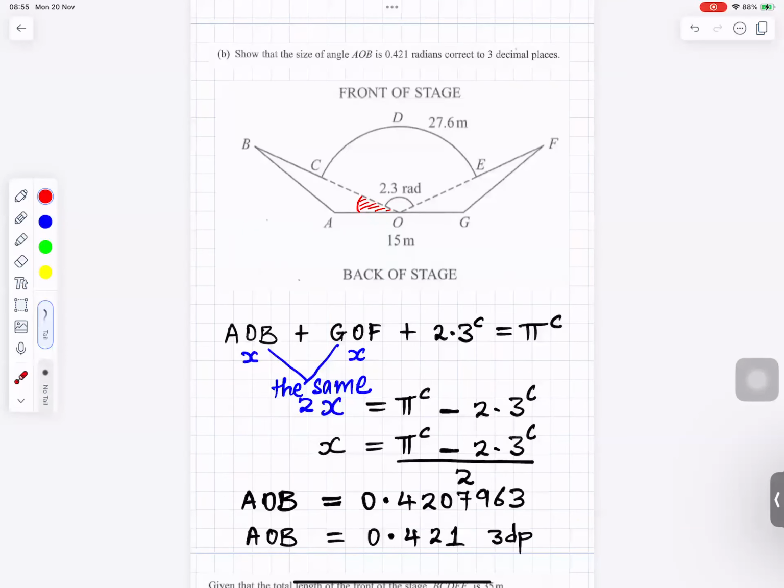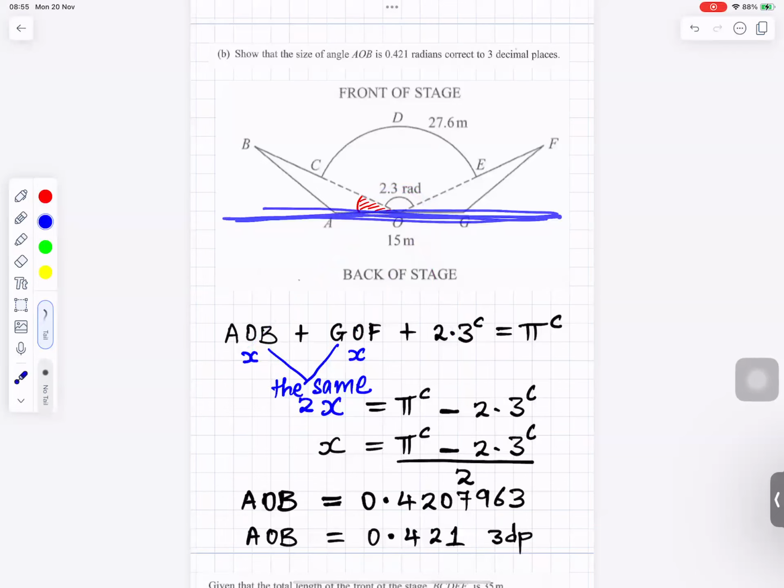For part B, we want to show the angle AOB. AOB is the shaded angle there. So what we want to do is, you think of a straight line. AOB is that shaded angle plus GOF. GOF is this angle on this other side there. So AOB and GOF plus the one in the middle, all of them are on a straight line. And this is the straight line in blue there.